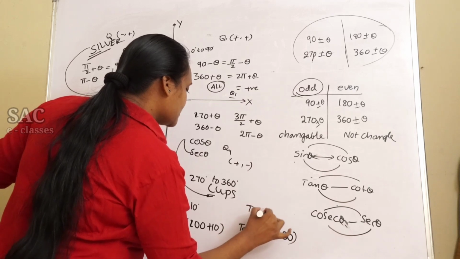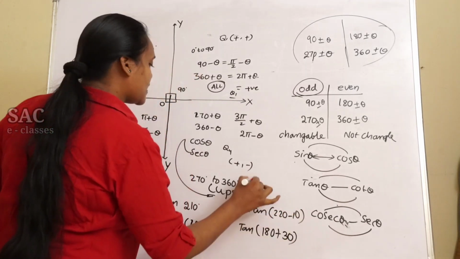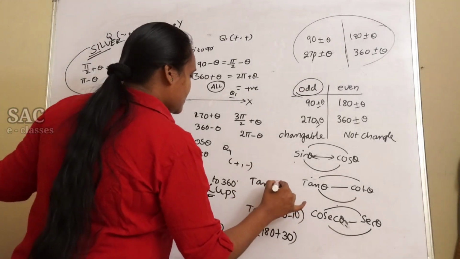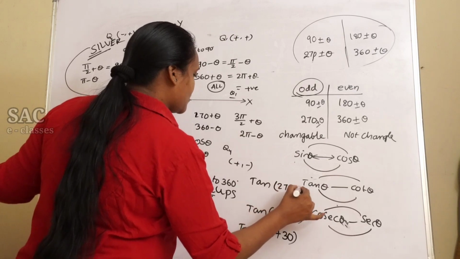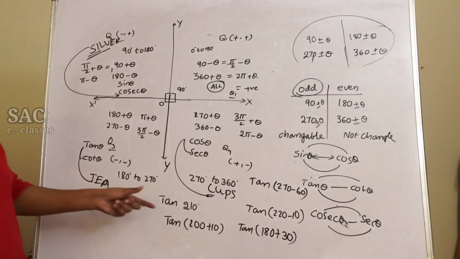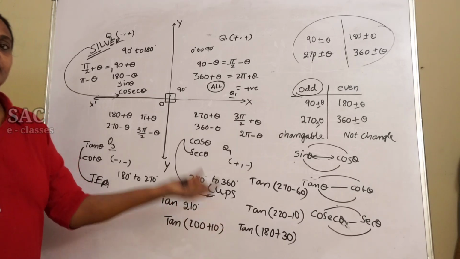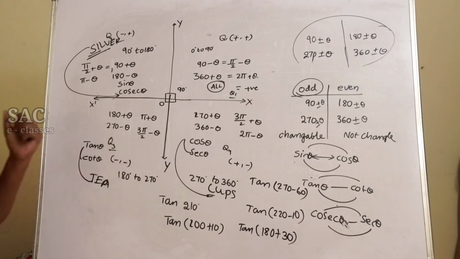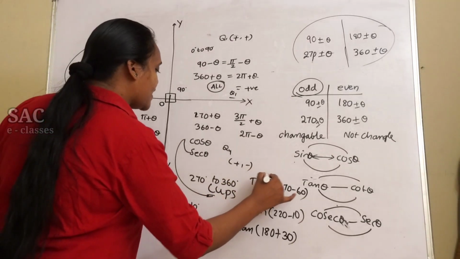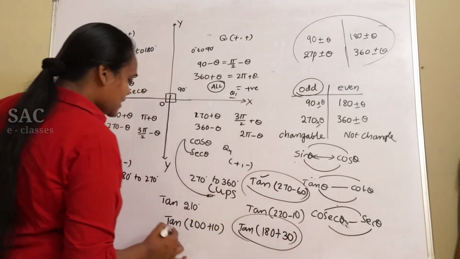Or tan 220 minus 10? Or can I express tan 210 as 270 minus 60? So many ways are there of expressing tan 210 degrees as a sum or difference of any two angles. But among them, what is the suitable way? Only this and this. Why?